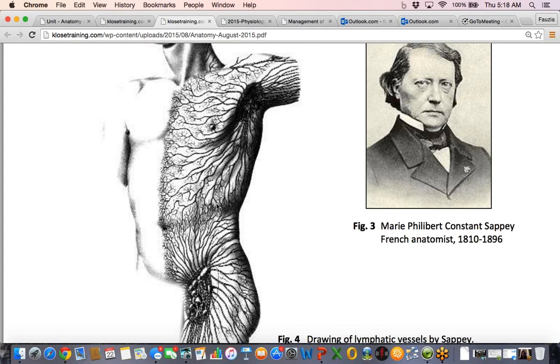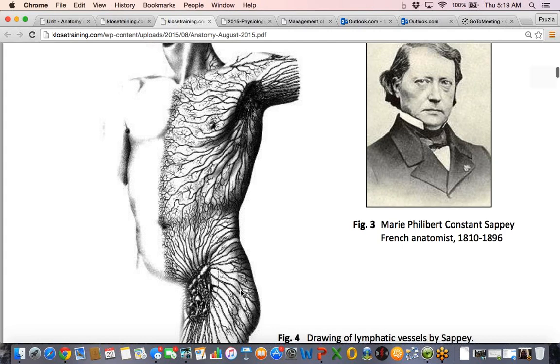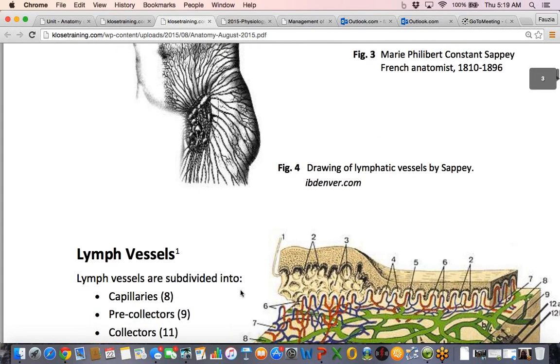So here you can see you have some lymph capillaries, and you'll see that they're running in different directions. And when they get to a certain point, they change directions. And we call those areas watersheds. And I'm going to show you a little video that talks about what these watershed areas are and why they're important.